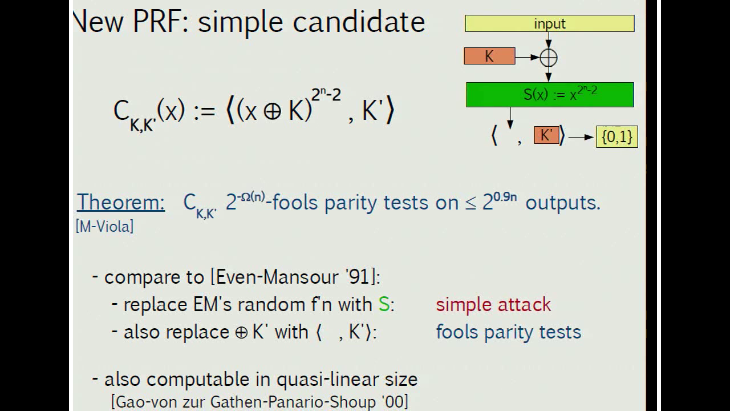A nice comparison with this, and in fact one of the inspirations for constructing this, was the Even-Mansour cipher. In the Even-Mansour cipher, you XOR a key K at the beginning. Instead of this S-box, you have a truly random function. Actually, they consider permutations. And then finally, you XOR with the second round key. So we modify this in two ways. First, we replace the random function with an S-box. And second, we replace the second XOR with an inner product. We note that only replacing the random function with an S-box, there's a very simple attack on this that we note in the paper. But if you also replace the second XOR with an inner product, then we can actually show that it fools parity tests. As for the efficiency, this is also computable in quasi-linear size because computing inversion in fields of size 2 to the n is computable in quasi-linear size.